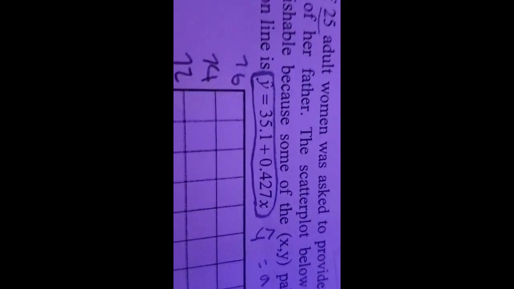Also, the equation they give us has y hat, which means that it is the estimated equation, not the actual equation. The way that works is y hat equals a plus b of x, which is something a lot of people mess up. And in order to find these numbers, I plug them into the estimated equation using x.